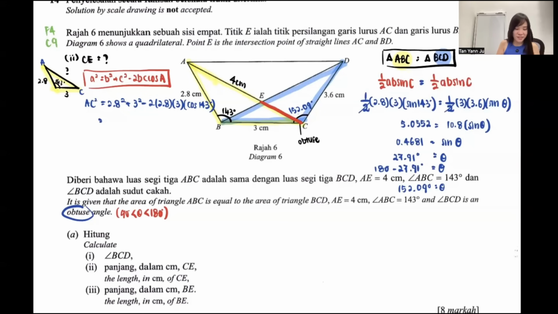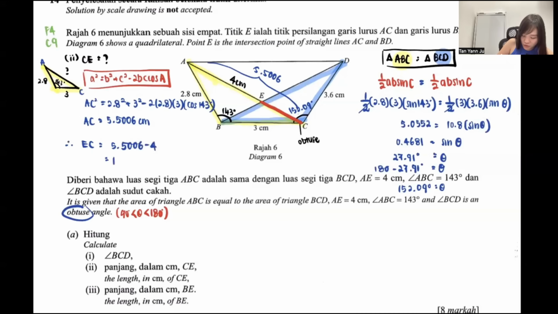I pressed it wrongly. Wait. Okay, square, move it over, square root, and I get the AC answer: 5.5006 cm. Is this the final answer? No, because I'm finding EC. So remember, this whole line is 5.5006. Then EC will be 5.5006 minus 4 cm, which is 1.5006 cm.